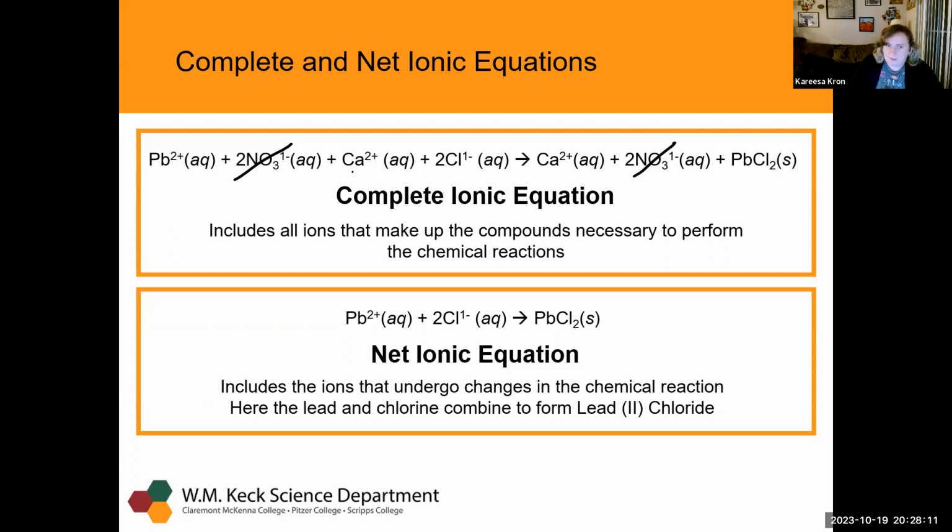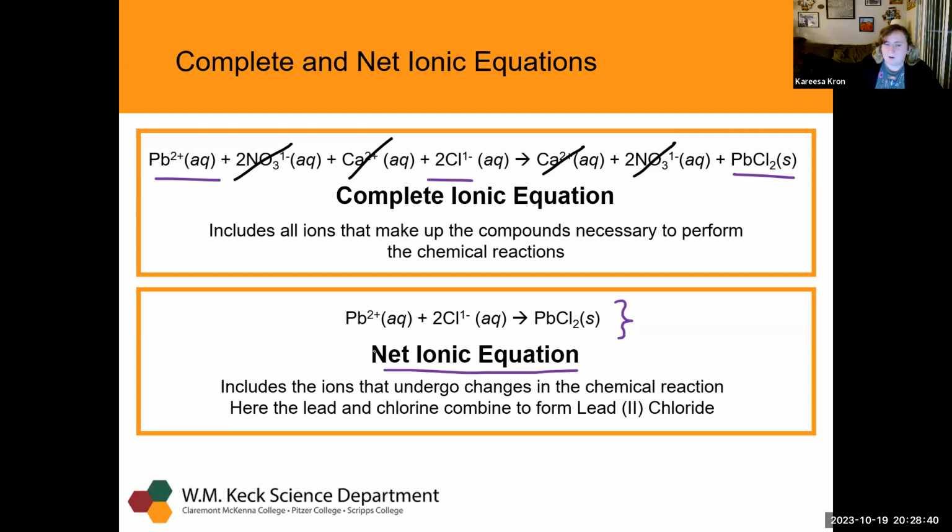Similarly, calcium also doesn't undergo any changes. So the only atoms that change as we go through this process, or that do any new bonding, are lead and chloride, which react to form lead chloride as a solid. And so that equation is our net ionic equation.